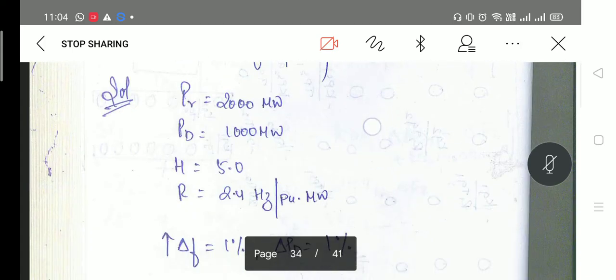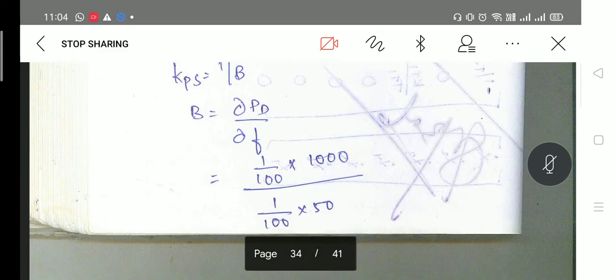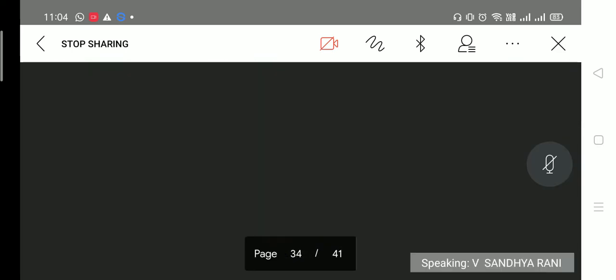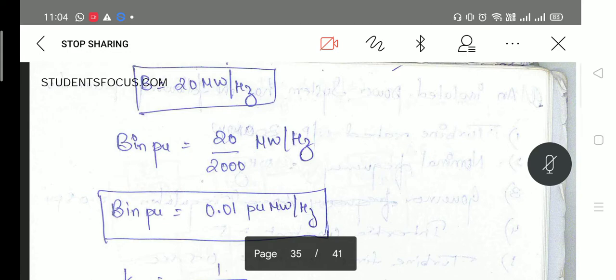So from this, 1 by 100 into 50. Here 1% is given, no? From that I am taking 1 by 100 into 50. So after calculation of B, we will get 20 megawatts per hertz.